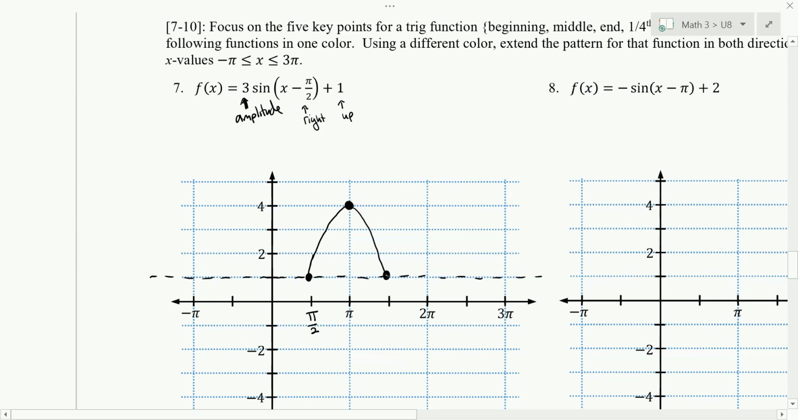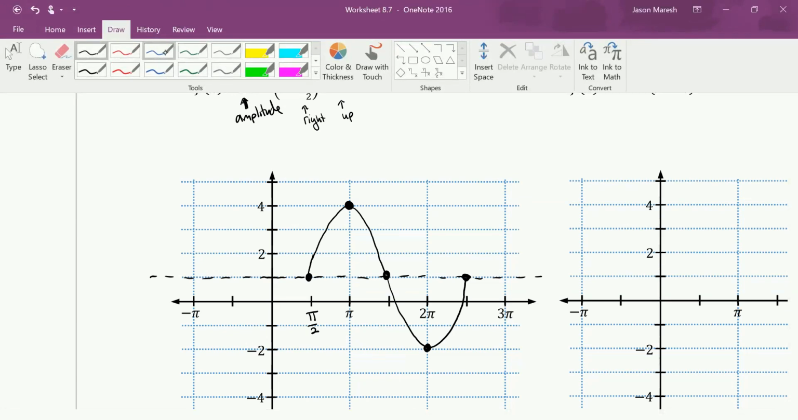And then it's going to go below the equilibrium, the distance of the amplitude. So below 1, 2, 3. So we're going to be at a height of negative 2. And then back to the equilibrium. And that's one full period, or one full pattern of this sine curve.